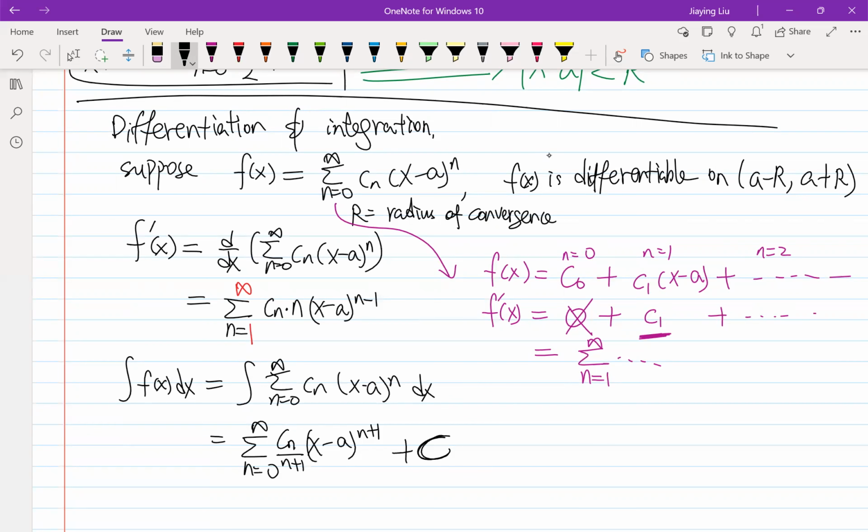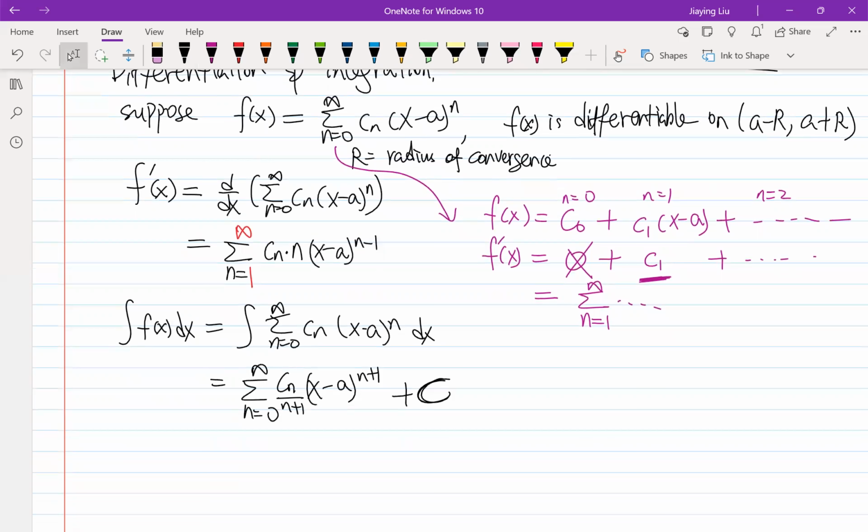So those are the shortcuts to find the power series of the integral or the derivative of a given function. And it can be very useful. Any questions here?